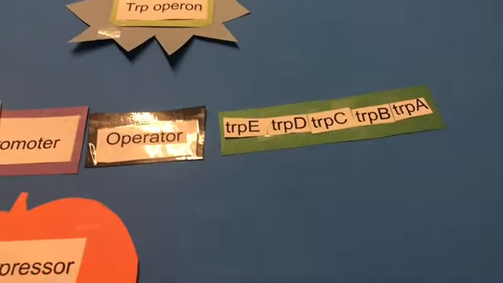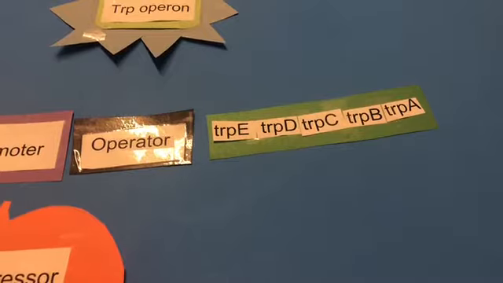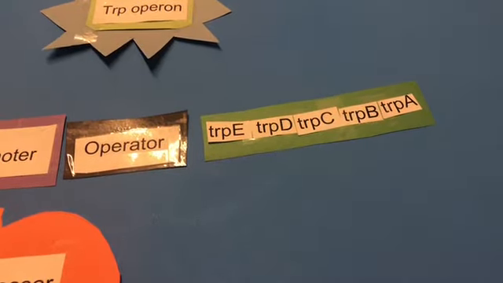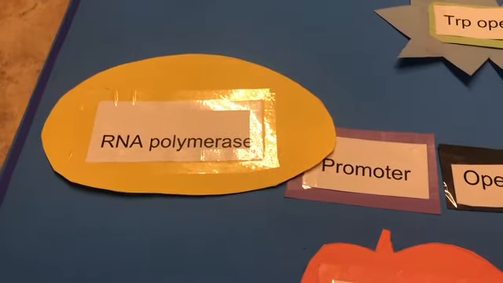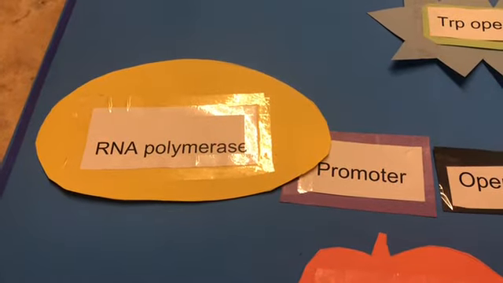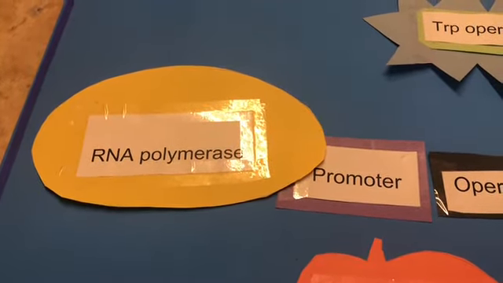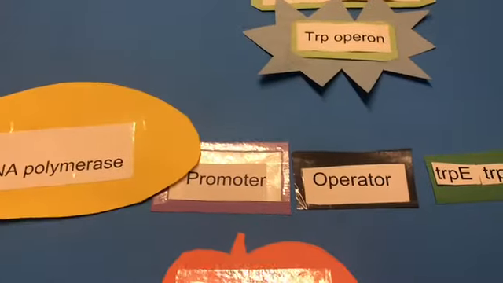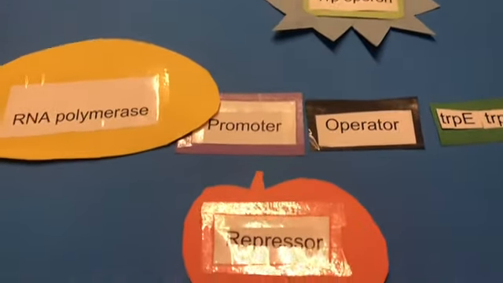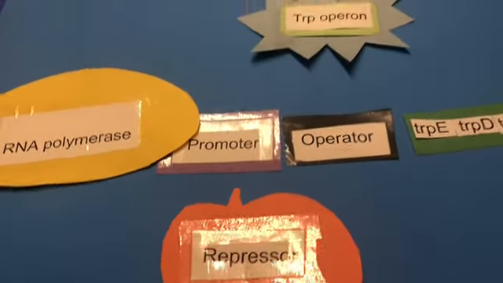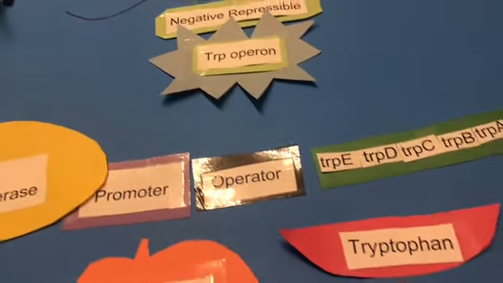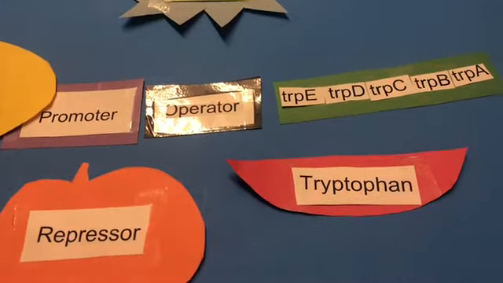So right here we have the coding region, which includes the genes for the 5 tryptophan enzymes. We also have the promoter region, which I mentioned before is where RNA polymerase binds to initiate transcription. We also have the operator region, and along with that we also have the repressor protein, which binds to the operator region. We also have the small molecule, which is tryptophan.